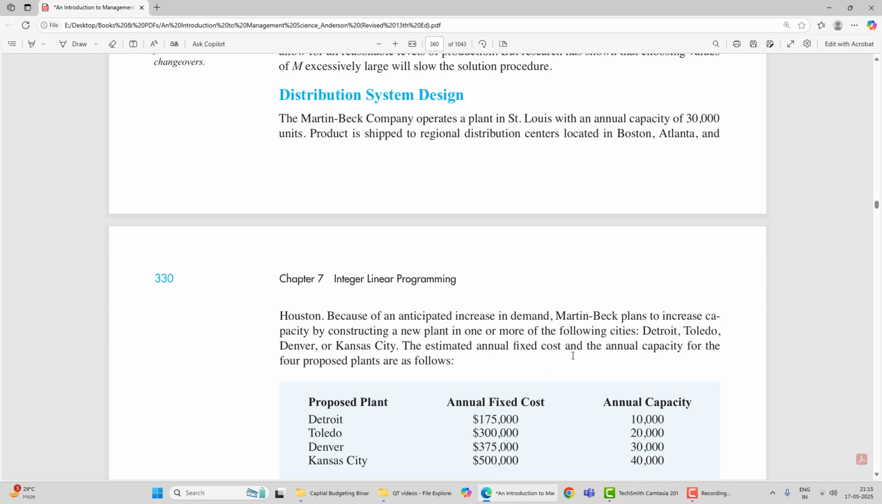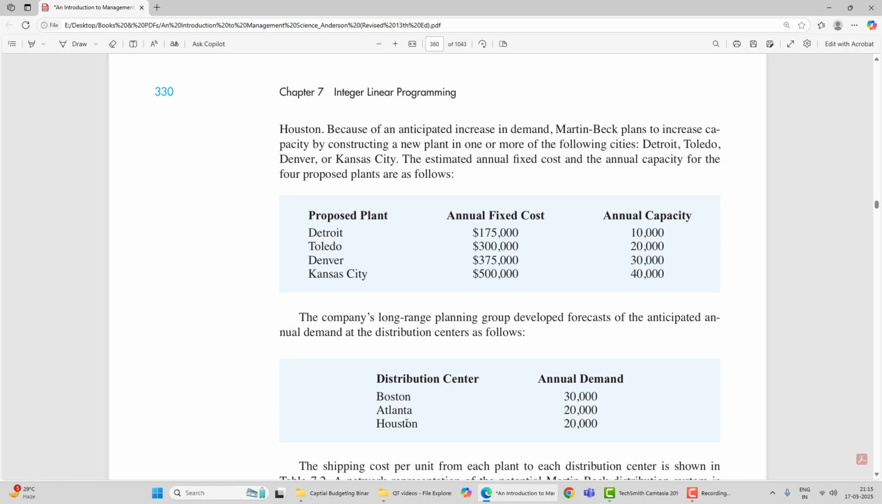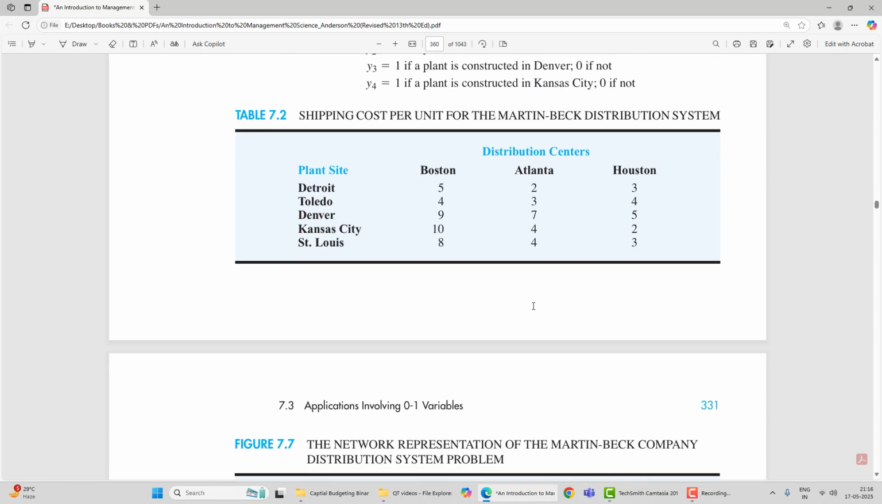The estimated annual fixed costs and annual capacity for the four proposed plants are as follows. So proposed plants: Detroit, Toledo, Denver, Kansas. This is the annual fixed cost, one time cost, and this is going to be the annual capacity. The company's long-range planning group developed a forecast of an anticipated annual demand at distribution centers as follows. So Boston, Atlanta, and Houston will have 30,000, 20,000, and 20,000 annual demand. That is the forecast. So when you put this entire thing here, it will look like this.